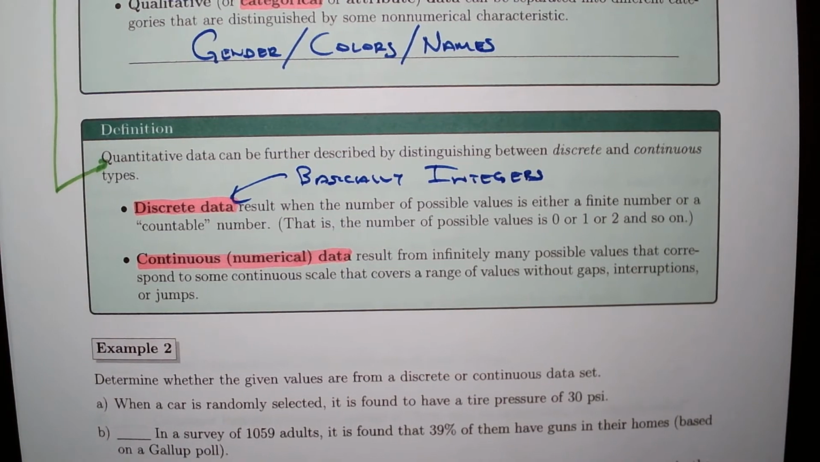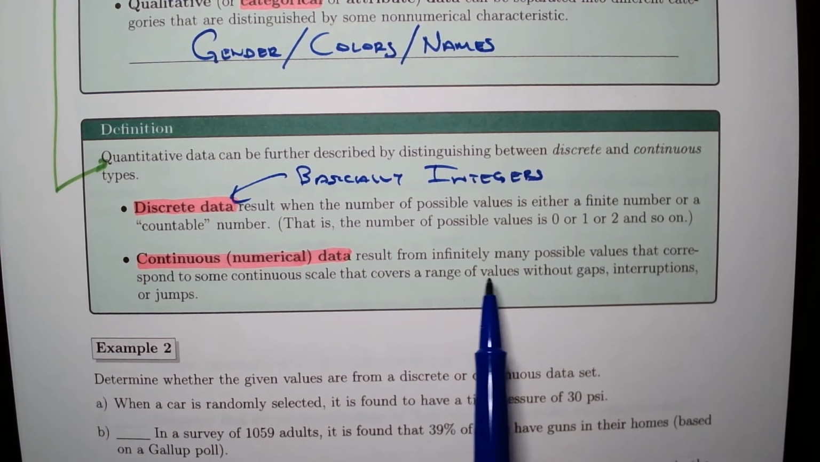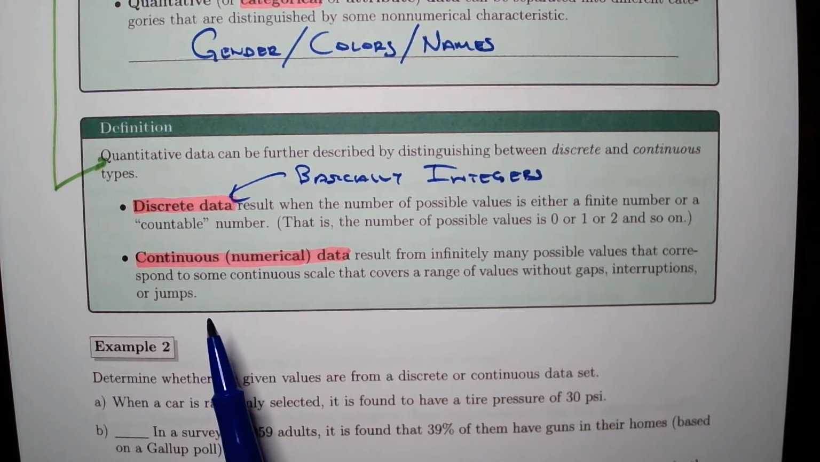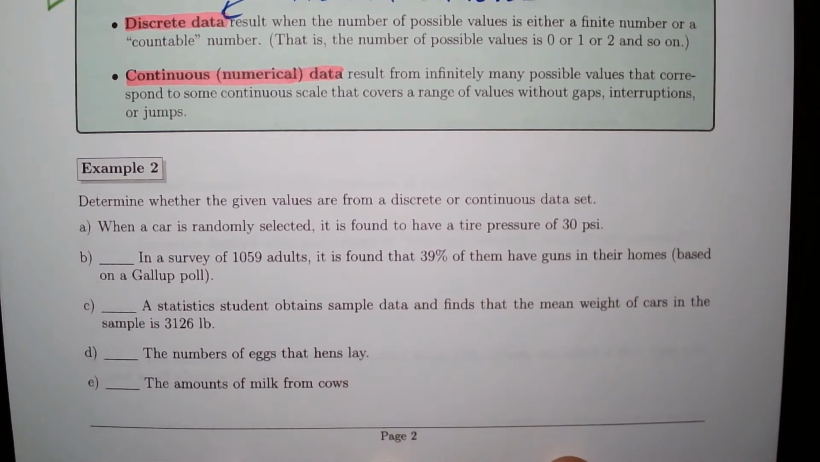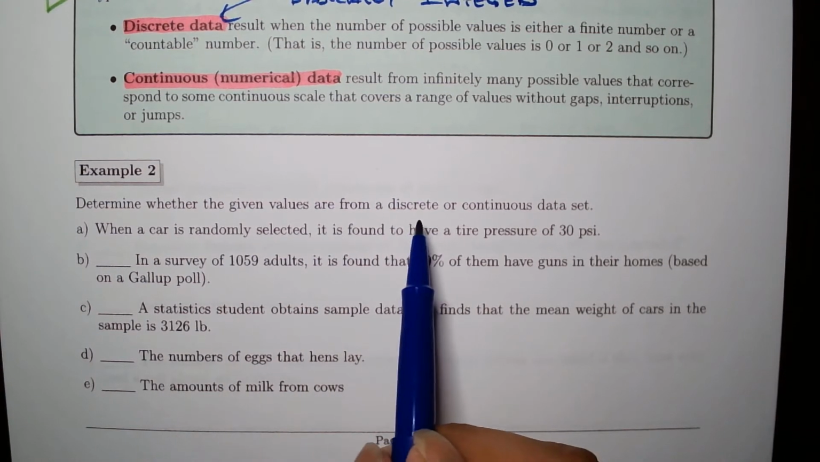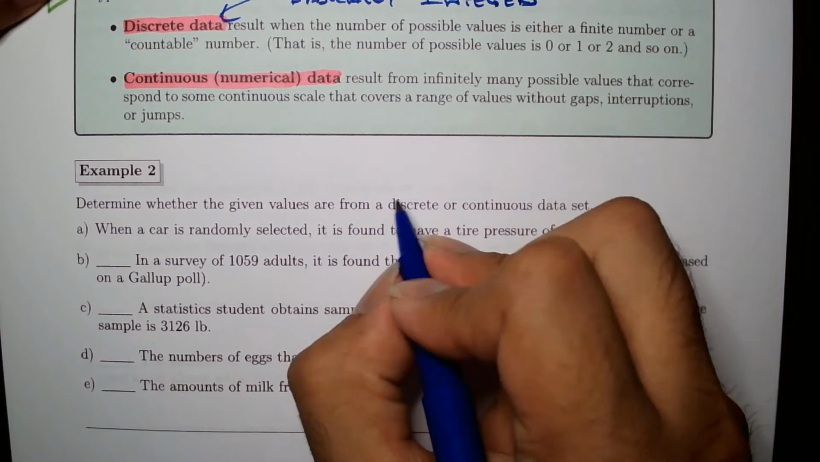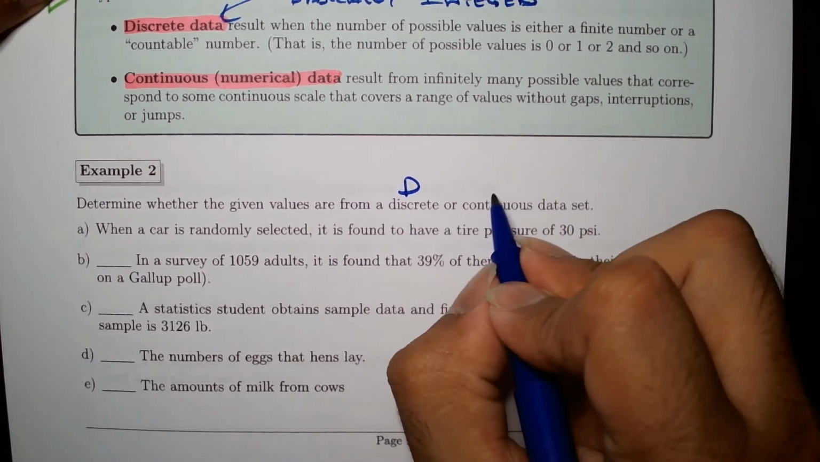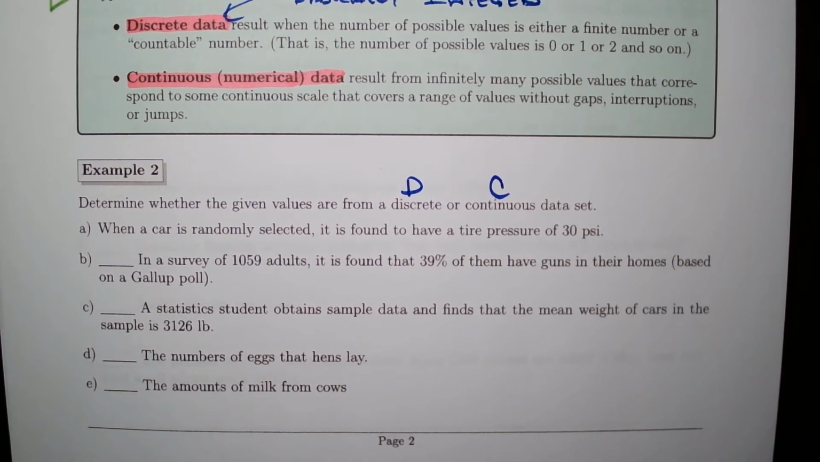Alright, and continuous data results from infinitely many possible values that correspond to some continuous scale that covers a range of values without gaps, interruptions, or jumps. Well, all these words are going to make more sense with the examples right here next. To determine whether the values are discrete or continuous: if it's discrete, I'm going to write a D. If it's continuous, I'm going to write a C.